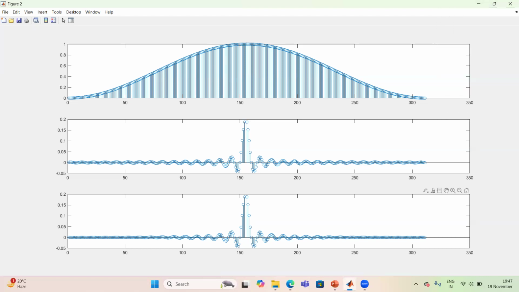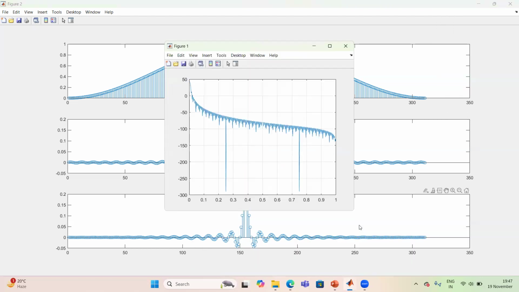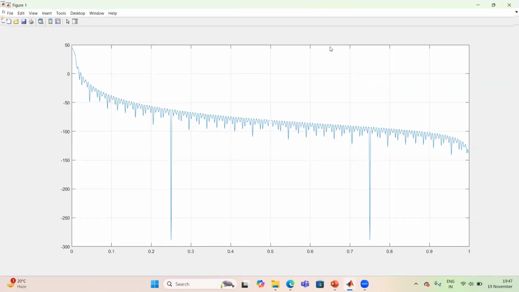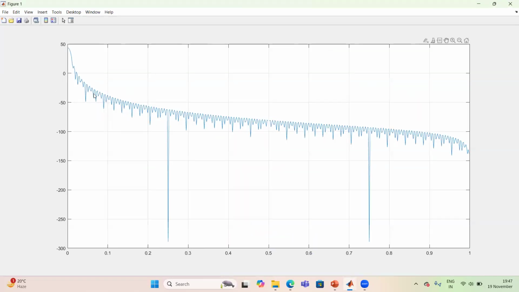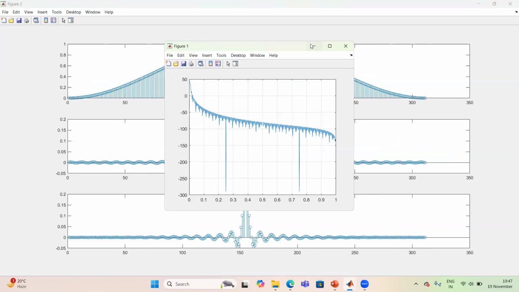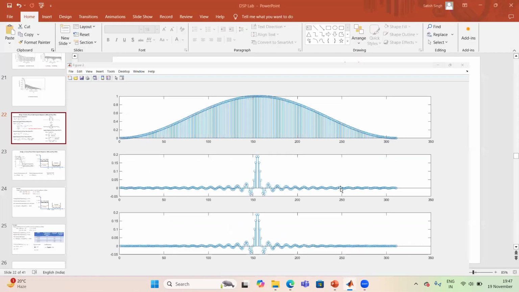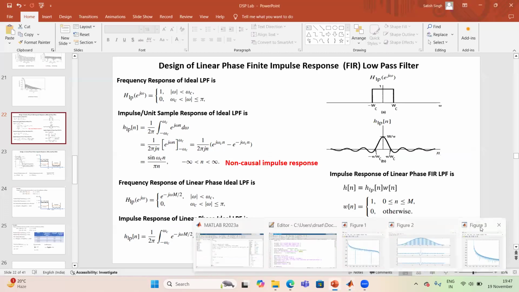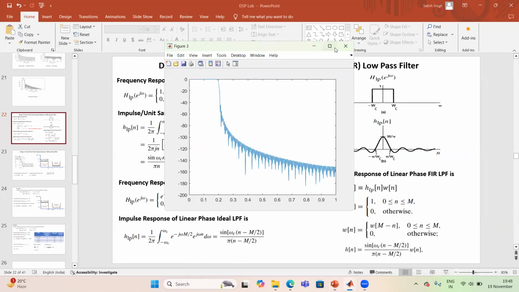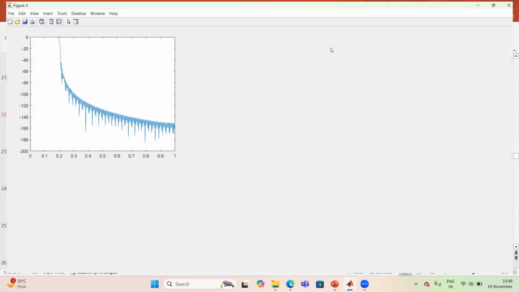Now here you can see the frequency response of your window. This is the Hanning window frequency response. I have already talked about the frequency response of all the different kinds of windows in my previous lecture, so you can check it out and understand this picture. Now we have to see the frequency response of our designed filter. So here is the frequency response of our designed FIR filter.